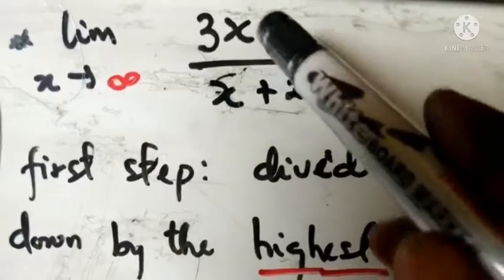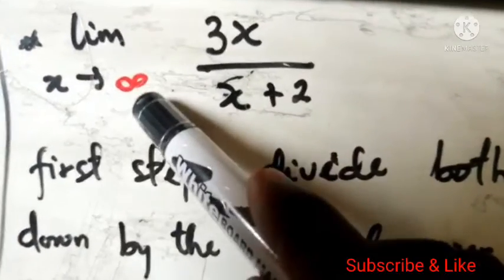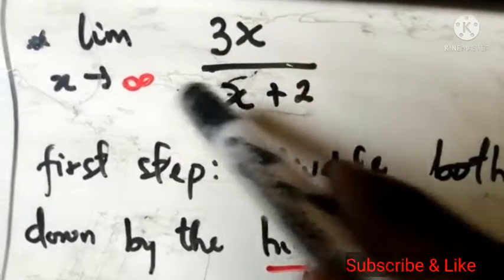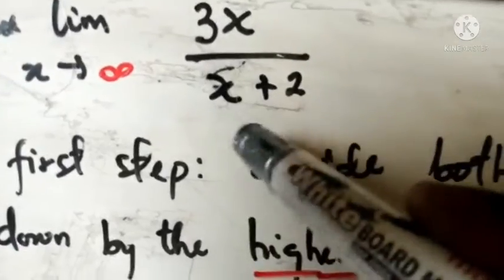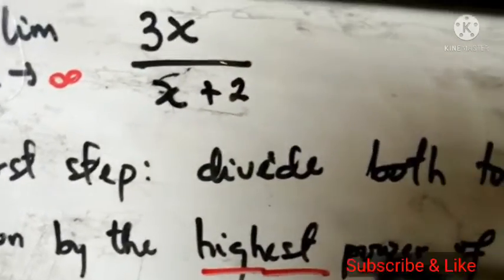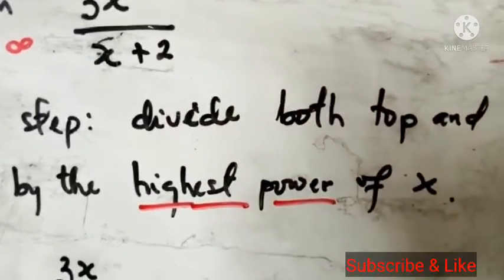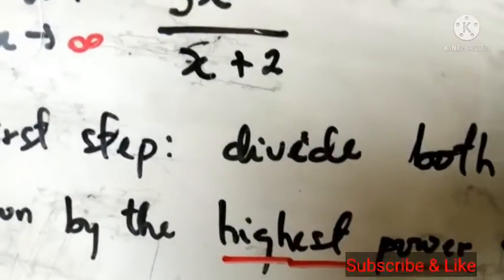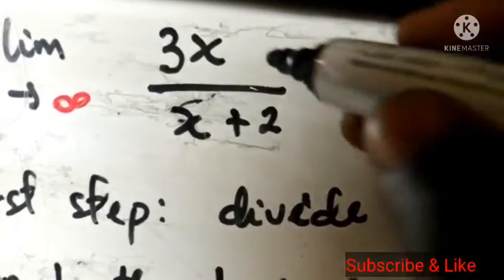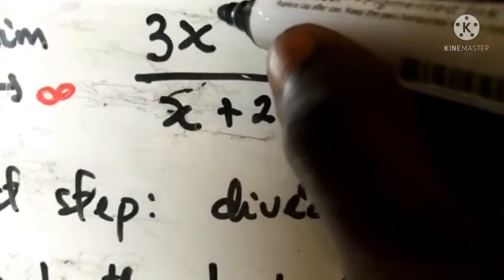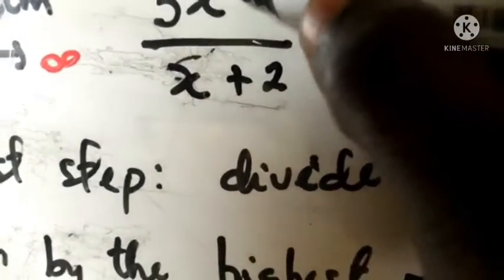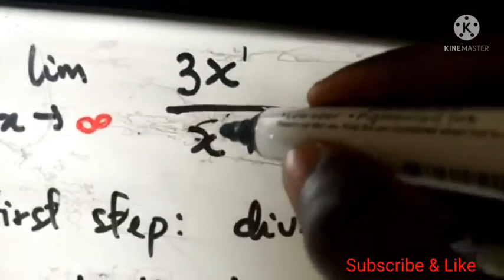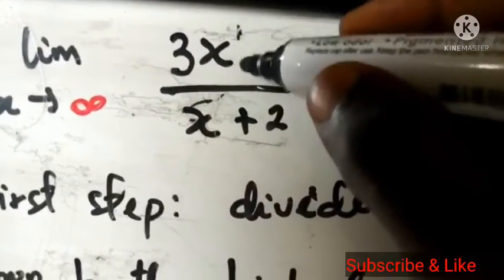So here the way of doing these things is that you cannot plug in this guy, right? You cannot plug in this guy straight. You don't know the particular number. So the first step is that we are going to divide everything here by the highest power of x. So what that means here is that the power of the x here is 1, right? So of course if you check here it is 1, and then down here is also 1. So that is the highest power of the x here.